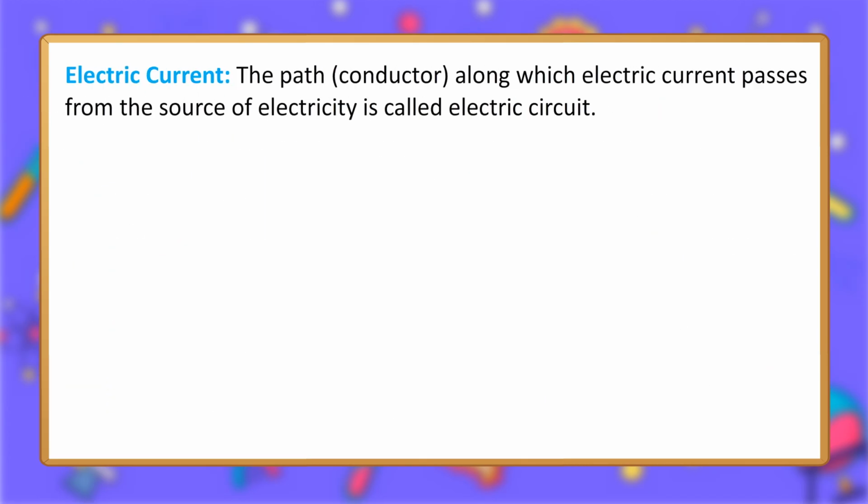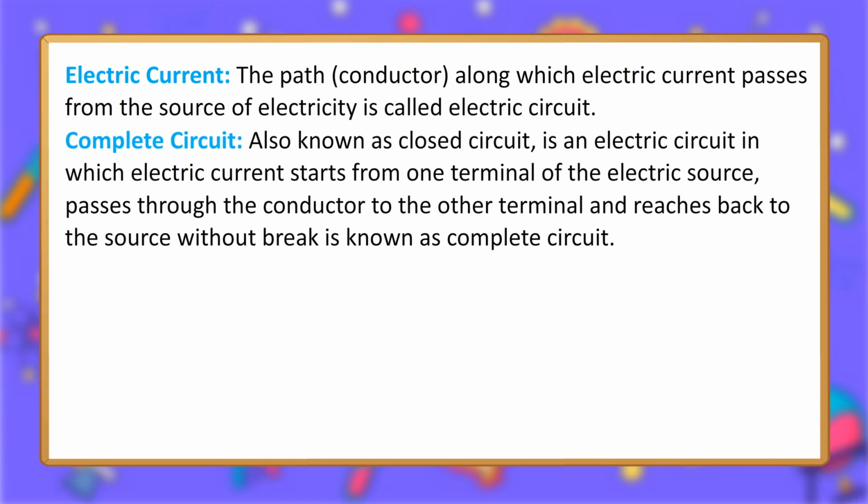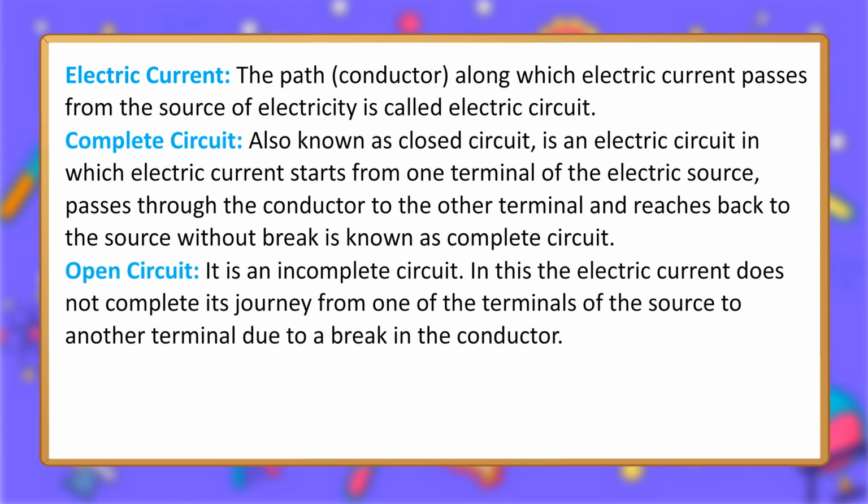Electric circuit. The path, or conductor, along which electric current passes from the source of electricity is called an electric circuit. A complete circuit, also known as a closed circuit, is an electric circuit in which electric current starts from one terminal of the electric source, passes through the conductor to the other terminal and reaches back to the source without a break.